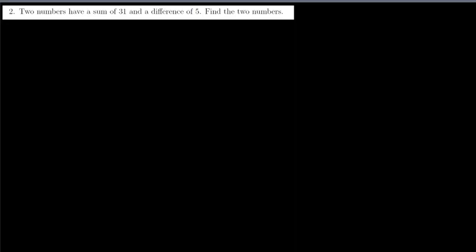Okay, so these are the word problems that you get in section 4.4. Right. And this would be one of the easier ones, but let's go through it. Two numbers have a sum of 31 and a difference of 5. Find the two numbers. Okay, so remember the first step is to just give those numbers names. I'll just call them x and y. So let x and y be the two numbers.